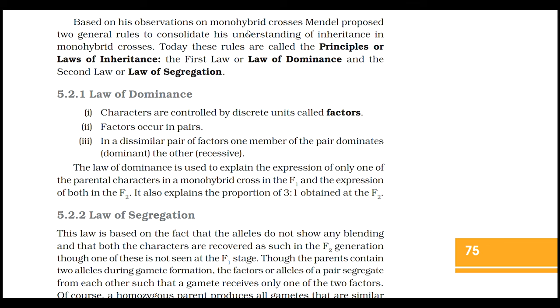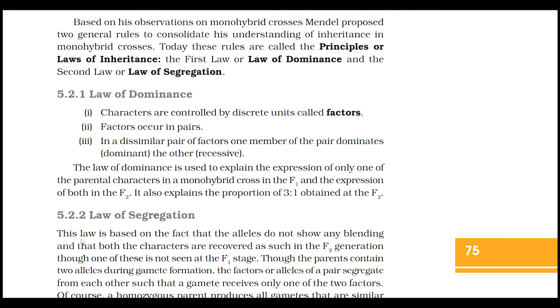Based on his observations on monohybrid crosses, Mendel proposed two general rules to consolidate his understanding of inheritance in monohybrid crosses. Today, these rules are called the principles or laws of inheritance: the first law, or law of dominance, and the second law, or law of segregation. 5.2.1 Law of Dominance. First, characters are controlled by discrete units called factors. Second, factors occur in pairs. Third, in a dissimilar pair of factors, one member of the pair dominates, which is dominant, and the other, which is recessive. The law of dominance is used to explain the expression of only one of the parental characters in a monohybrid cross in the F1 and the expression of both in the F2. It also explains the proportion of 3:1 obtained at the F2.